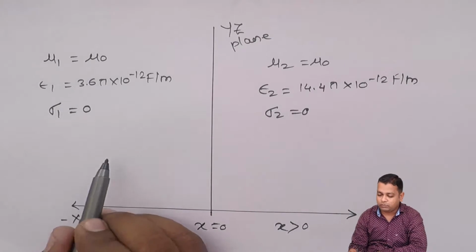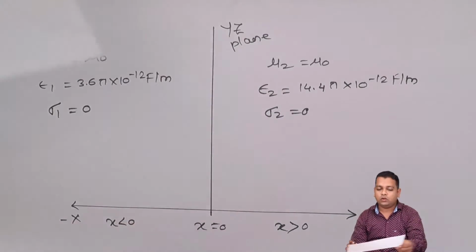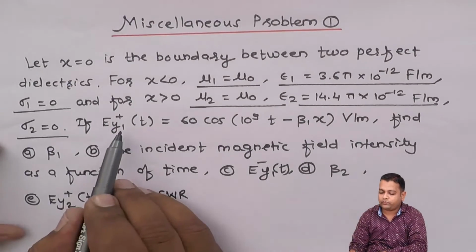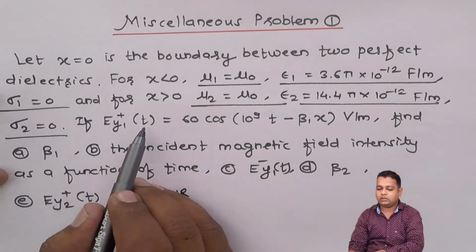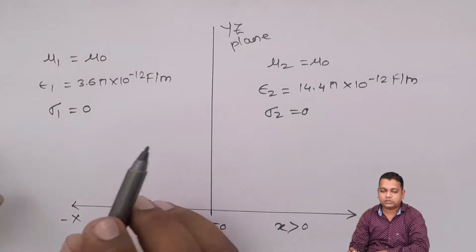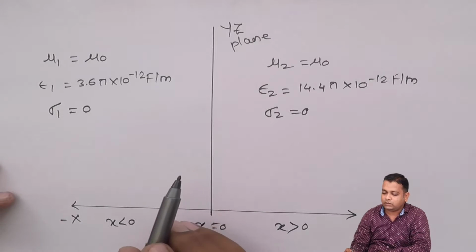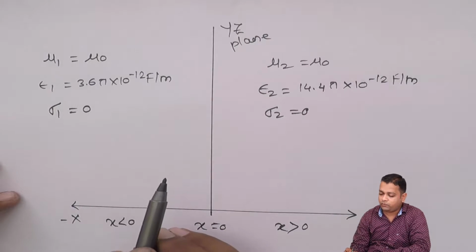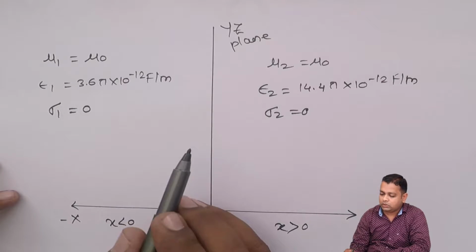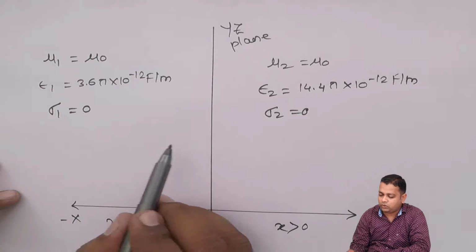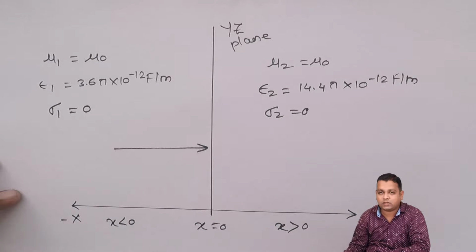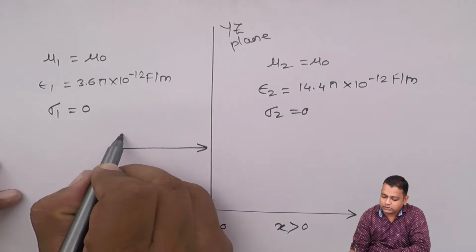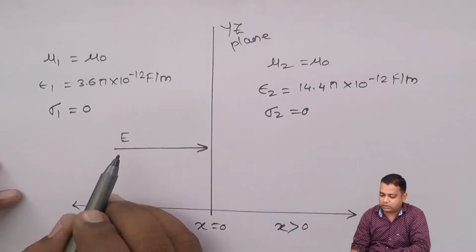Now for the medium number 1, the region number 1, we have E_y1 plus as a function of t. In general, we have some conventions to represent the traveling wave, reflected wave, transmitting wave. So incident wave or traveling wave, if we say, if this is propagating towards the positive x direction, so we generally have the plus sign to its particular head.